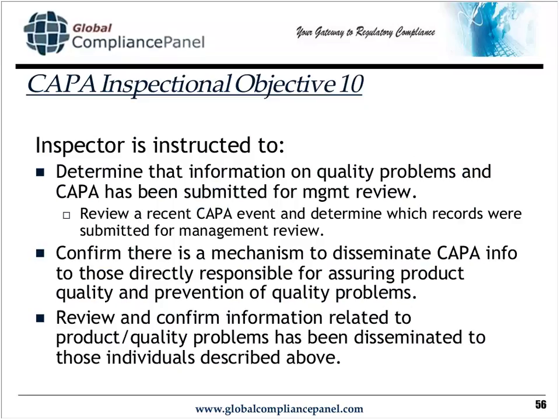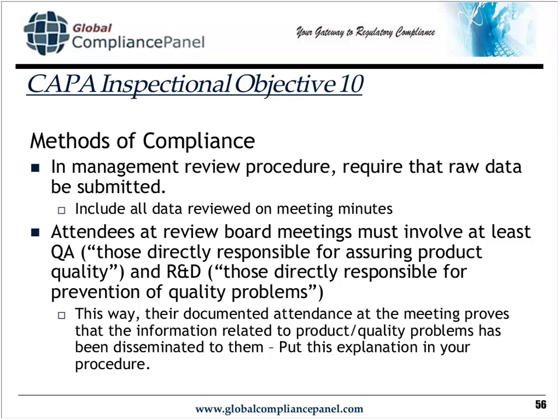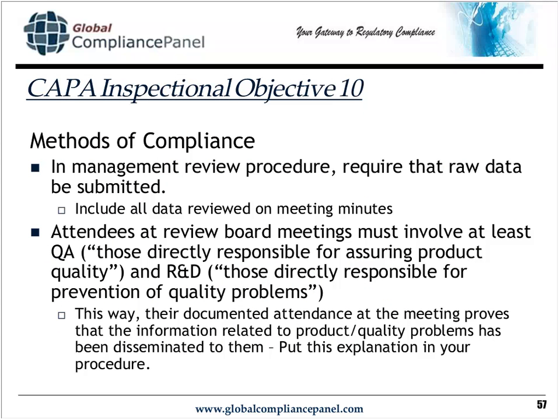That's QA. And also those directly responsible for assuring prevention of quality problems. In most cases, that's your R&D department. And this way, having their attendance there proves that the information has been disseminated to them. I recommend you put this explanation in your procedure to help.